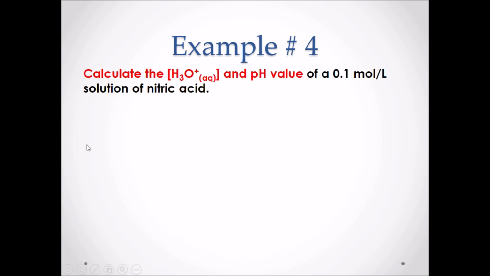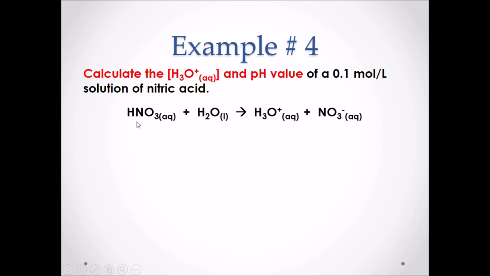Before we perform the calculation, it's extremely important to note if the question provides a strong or weak acid, because the calculations are very different. Nitric acid is a strong acid. Therefore, we will use stoichiometry to determine the concentration of H3O+ and to find the pH value.